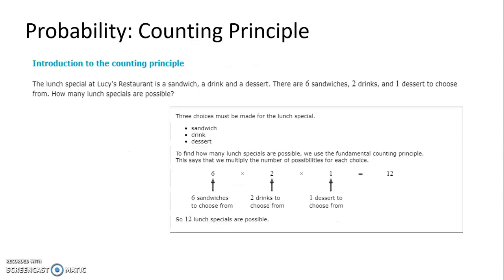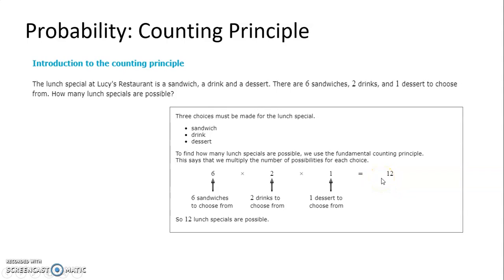Reviewing quickly the counting principle, if there's a lunch special at Lucy's restaurant, you can have a sandwich, a drink, and a dessert. There are 6 sandwiches to choose from, 2 drinks, and just the 1 dessert. How many lunch specials could you possibly have? If you wanted to order every single different possible lunch special, you'd pick from 6 sandwiches, multiply that by the 2 drinks, and then you only have 1 dessert. So 6 times 2 times 1 equals 12. There are 12 possible lunch specials.